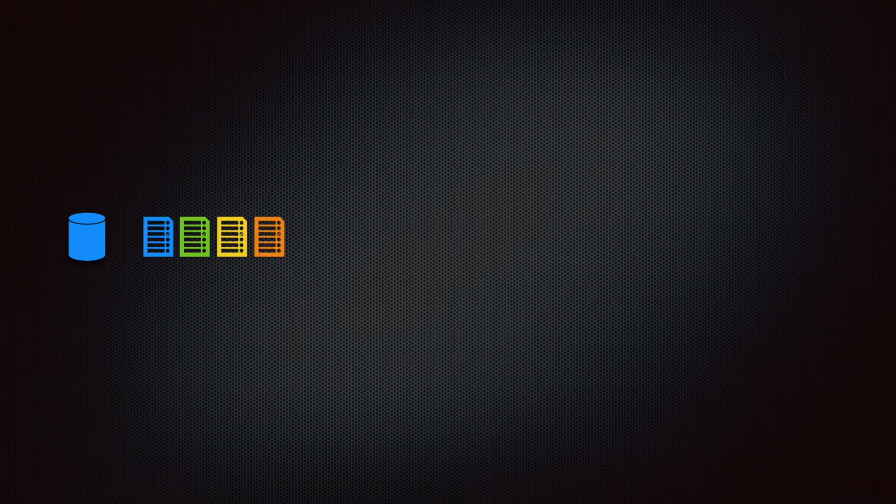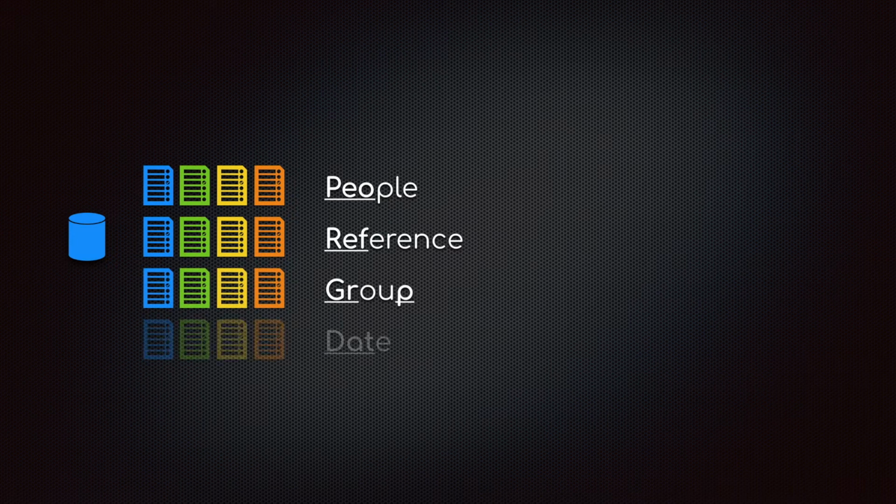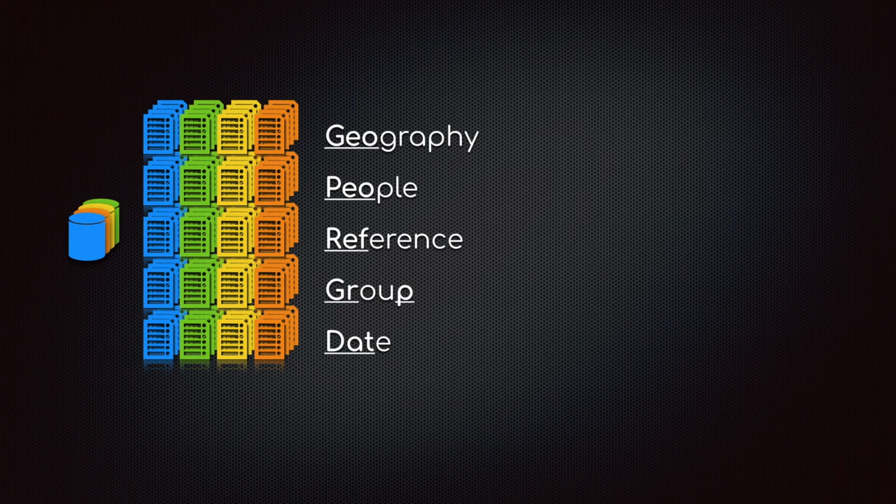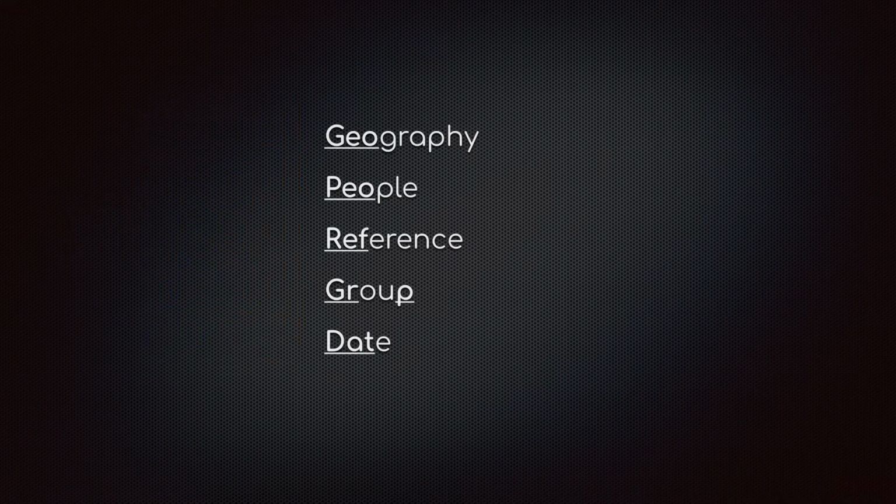Each high-level classification will receive its own file unit. For example, a unit for reference data, a unit for people, groups, geography, and date. I'll go over how to classify data in greater detail later on in this series. Because our databases come in units, we want to make sure that when we create a file unit on a specific database, that every database in the unit has the same file unit.